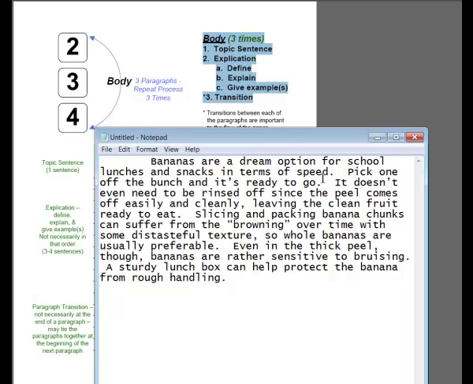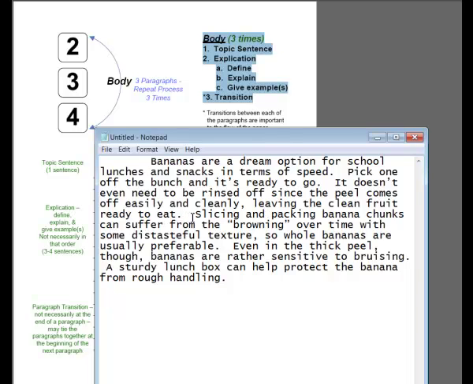Remember we talked about the apples and the oranges and how it took a little time to peel them and to separate them into chunks and slice them up, and the browning problem. Well, bananas are really fast. Pick one off the bunch and it's ready to go. Don't even have to clean them. It doesn't even need to be rinsed off since the peel comes off easily and cleanly, leaving the clean fruit ready to eat.